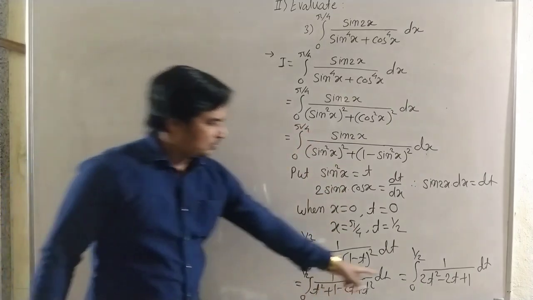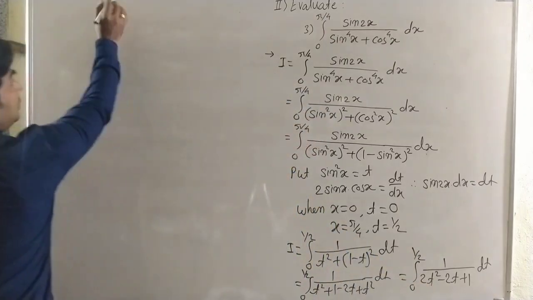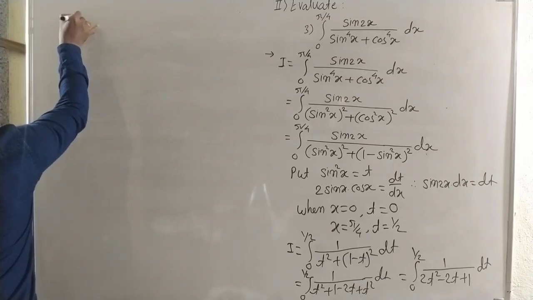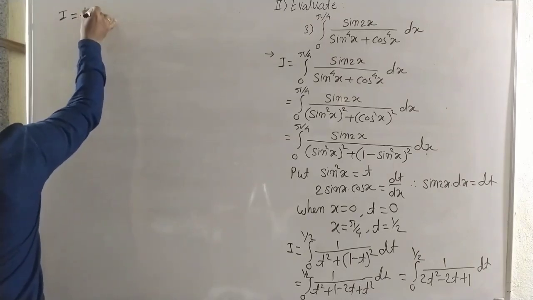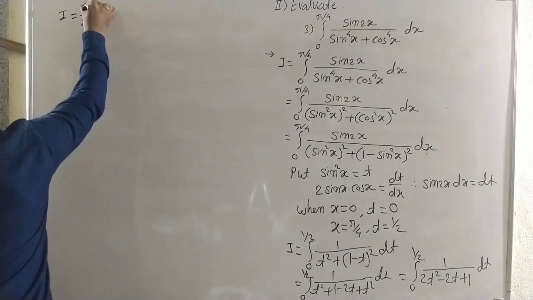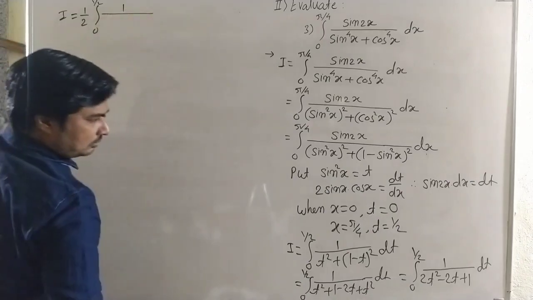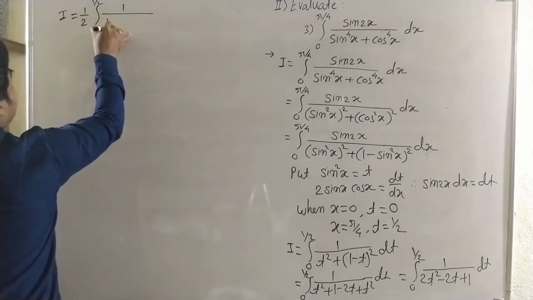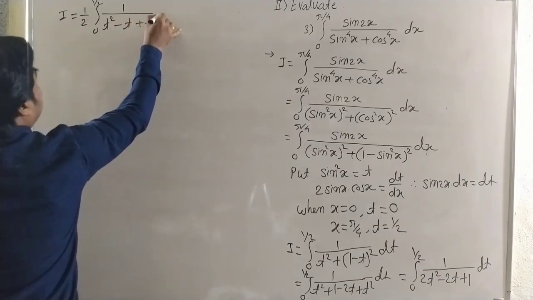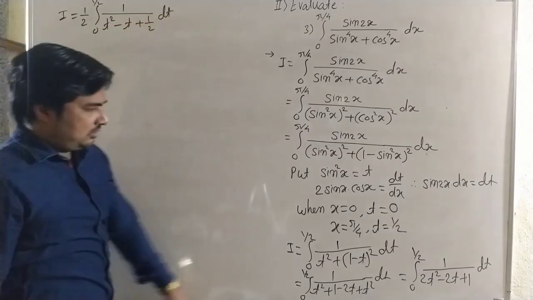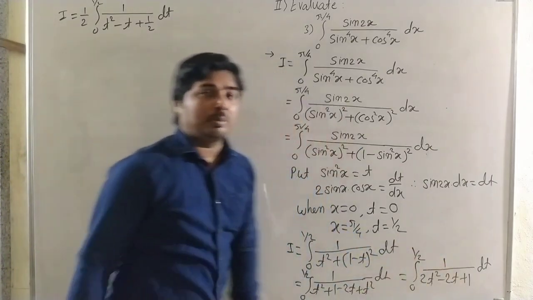For the completing square, first we take common this 2, that is the coefficient of the t square. Then the integral is equal to 1 by 2, taking 2 common, integral 0 to 1/2, 1 upon t square minus t plus 1 by 2 dt. When we take 2 common, it is t square, t, and 1 by 2.